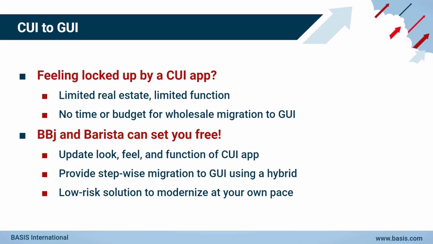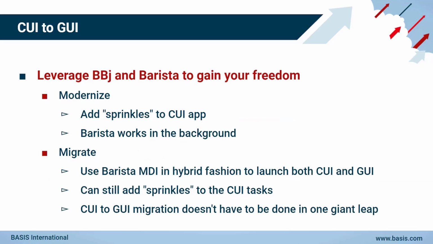Whether you want to update the look, feel, and function of your CUI app, or take a stepwise approach to migrating your app to GUI with a hybrid environment, BBj and the Barista framework offer a low-risk solution, so you can move from CUI to GUI at your own pace. You have two basic options for beginning your CUI to GUI transition. The first is to keep running your character app, but modernize it by adding graphical functionality here and there, what we refer to as sprinkles.